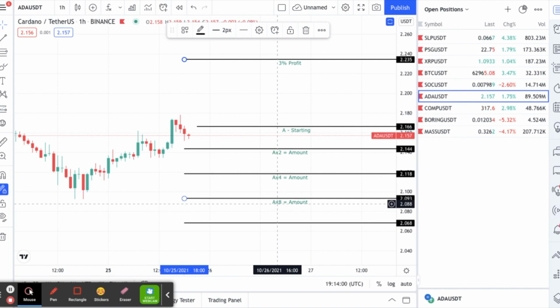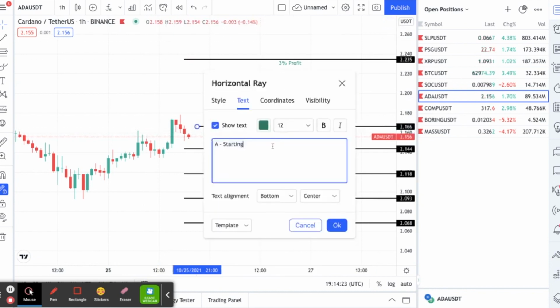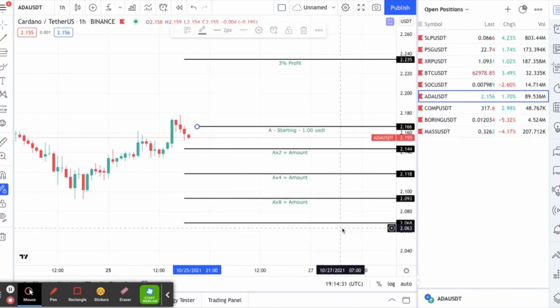What you need to do is allocate a specific dollar amount to it. You can put $100 into the bot, and it will calculate these values for you. What that ends up looking like is this: this one will cost, say, $1 USDT. For simplicity, I'm basically buying half of an ADA coin.